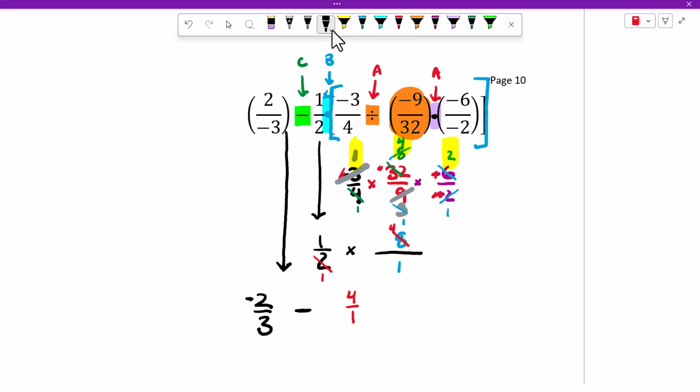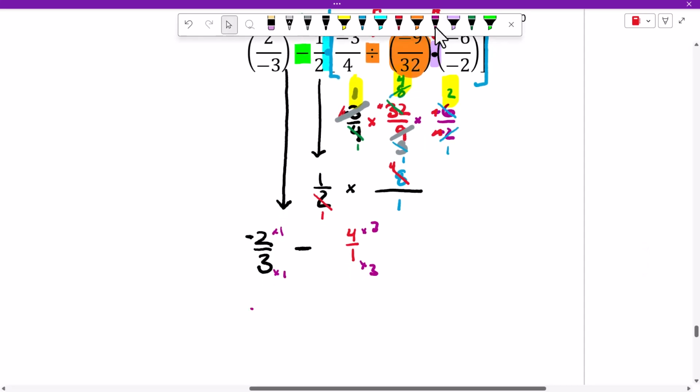So this is a subtraction question. Right? Before we subtract, we need to make the bottoms the same. So you have a 3 and a 1. What's our common denominator? 3, right? So the first fraction can stay the same. We go times 1 here. You don't have to show the times 1. And a times 3 here. So we end up with a negative 2 over 3 minus 12 over 3.